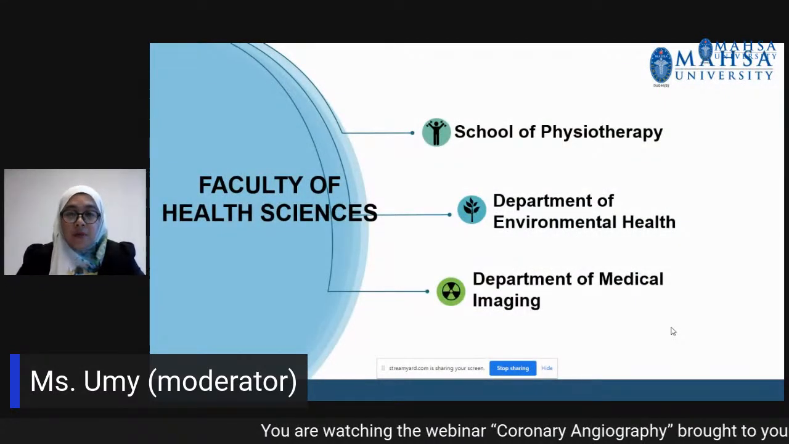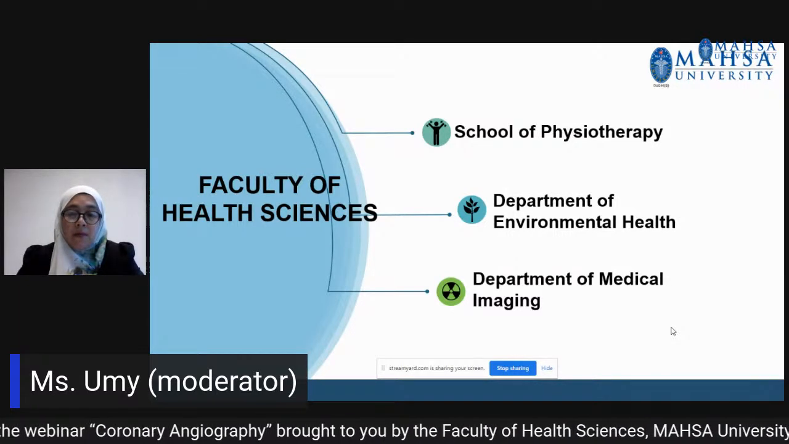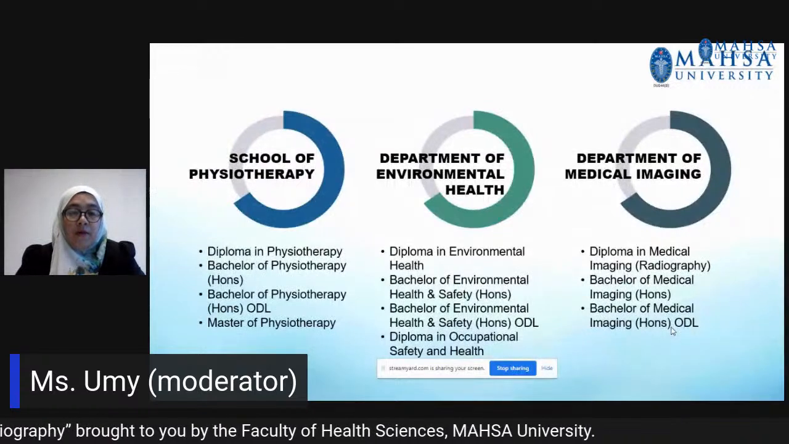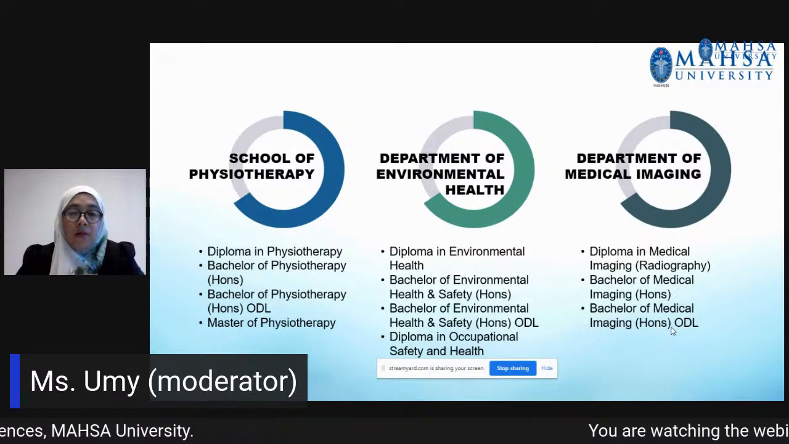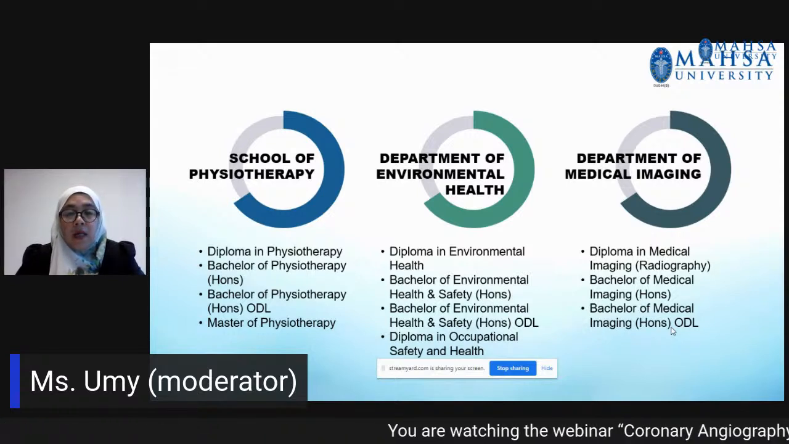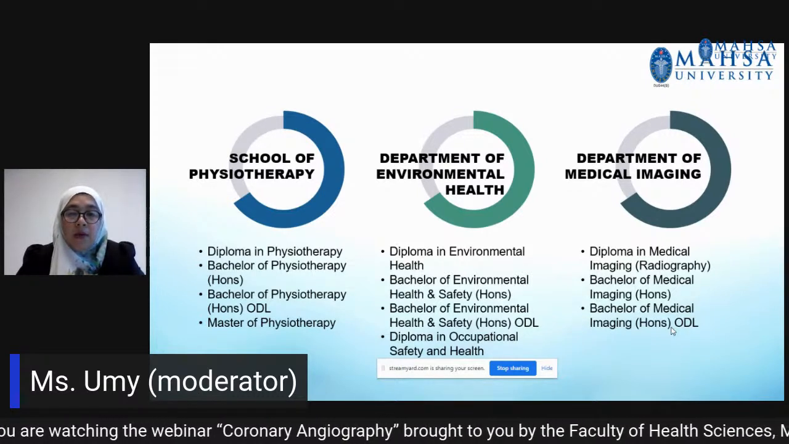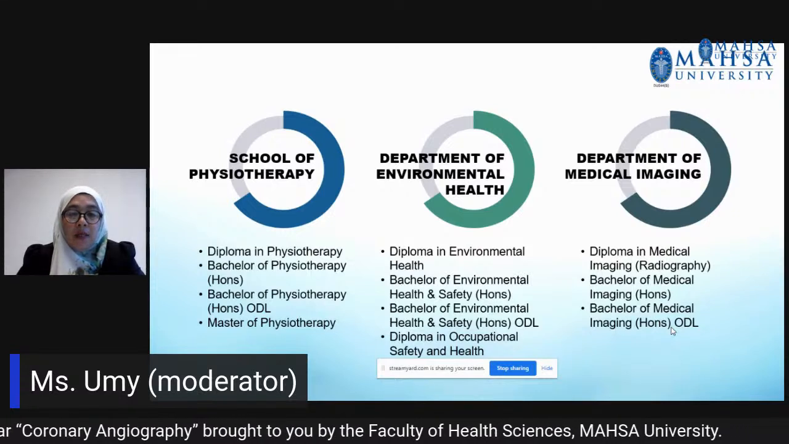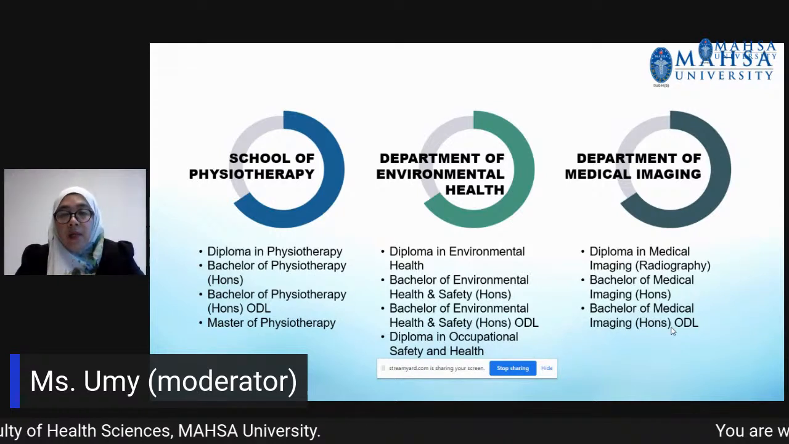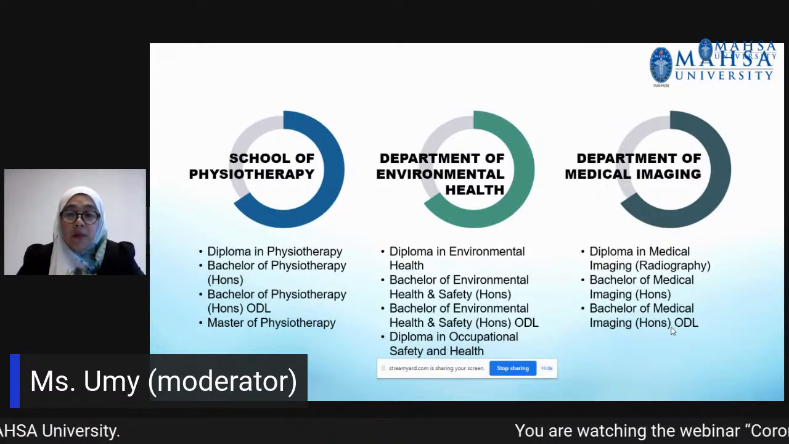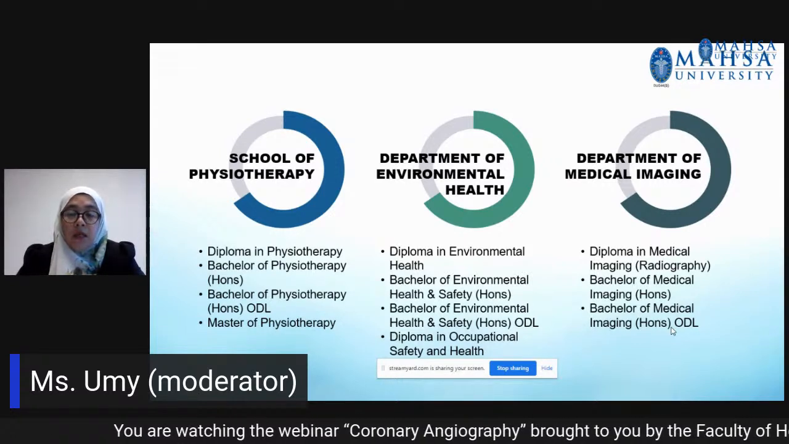Faculty of Health Science has three departments: School of Physiotherapy, Department of Environmental Health, and Department of Medical Imaging. The School of Physiotherapy offers a Diploma in Physiotherapy, Bachelor of Physiotherapy, Bachelor of Physiotherapy ODL, and Master of Physiotherapy. The Department of Environmental Health offers a Diploma in Environmental Health, Bachelor of Environmental Health and Safety, Bachelor of Environmental Health and Safety ODL, and Diploma in Occupational Safety and Health. For the Department of Medical Imaging, we offer a Diploma in Medical Imaging Radiography, Bachelor of Medical Imaging, and Bachelor of Medical Imaging ODL.